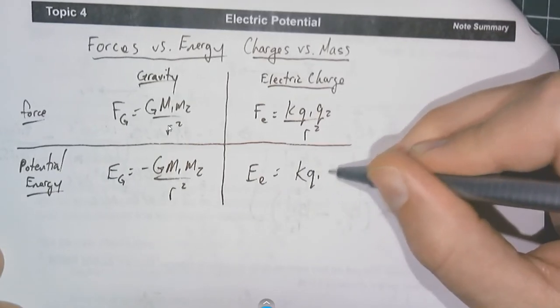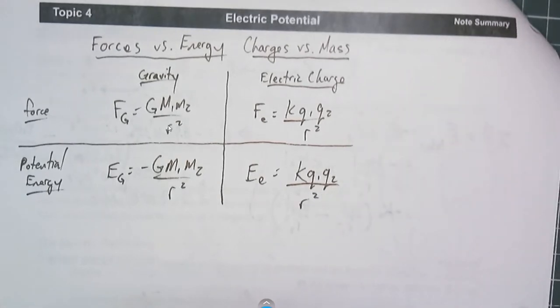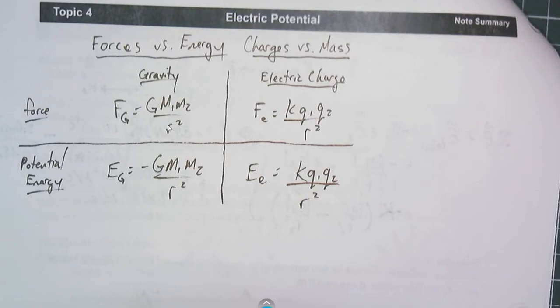And the reason I'm going to leave the negative sign off is because we can actually have positive and negative Q values, while we can't have positive and negative M values. So for this one, I am going to leave the negative sign off. So that's like the only difference in terms of the structure here.